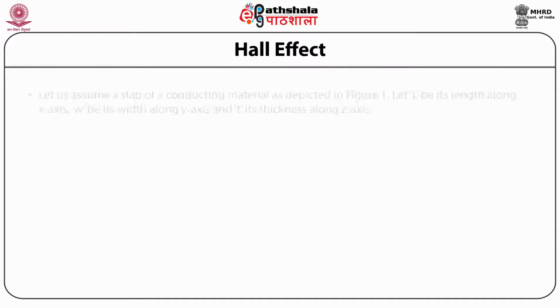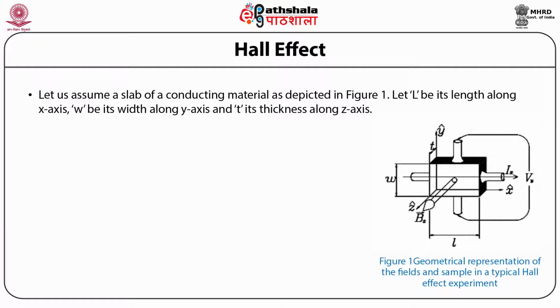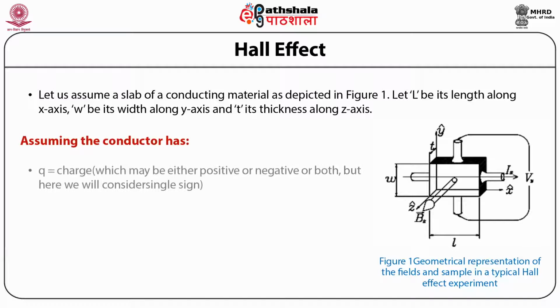Hall effect. Let us assume a slab of a conducting material as depicted in figure 1. Let L be its length along x-axis, W be its width along y-axis, and T its thickness along z-axis. Assuming the conductor has Q equal to charge, which may be either positive or negative or both, but here we will be considering a single sign.